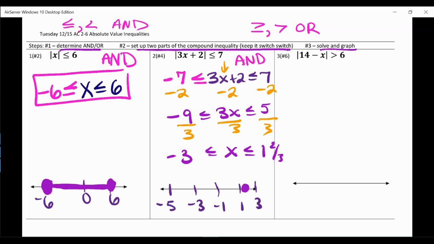Close at both ends. 1 2/3 is right about there. -3. I know it's an and, so shade in between.